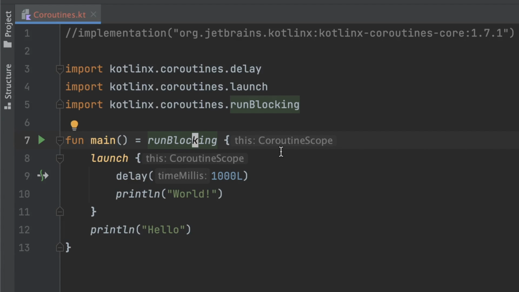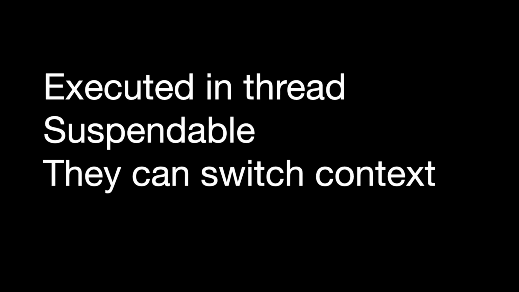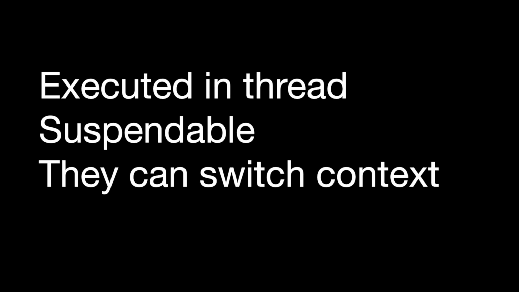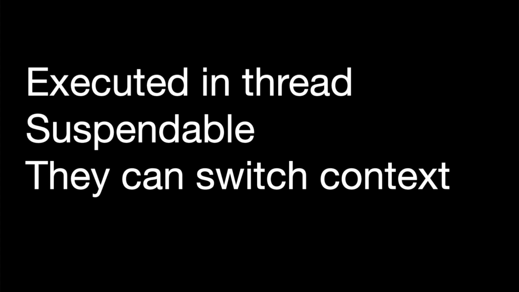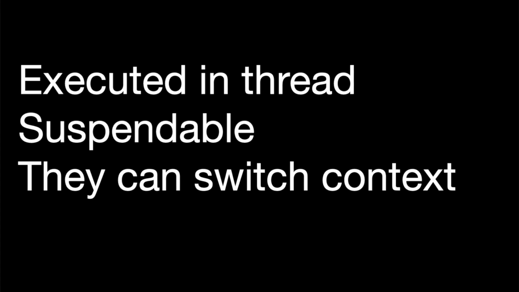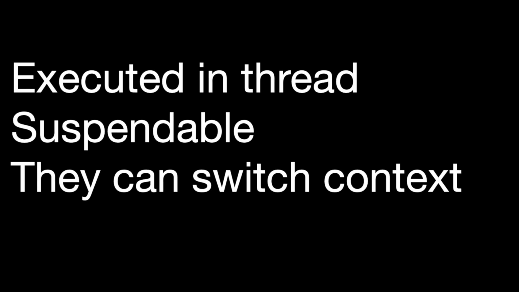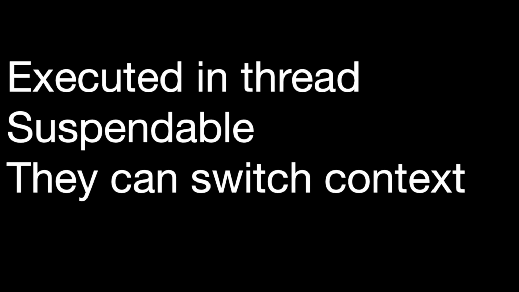Essentially, coroutines can do everything that a thread can do, just they're a little bit more lightweight and a little bit more efficient. But there are some attributes that you should know about when using coroutines. They are executed in a thread, so they are separated from other parts of your code and they're not going to mix and match. They're suspendable. They will execute, wait, and then resume. And the last one that you really need to pay attention to is they can switch context.